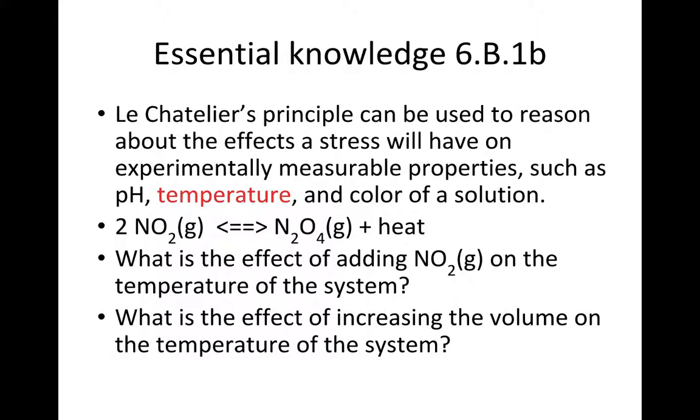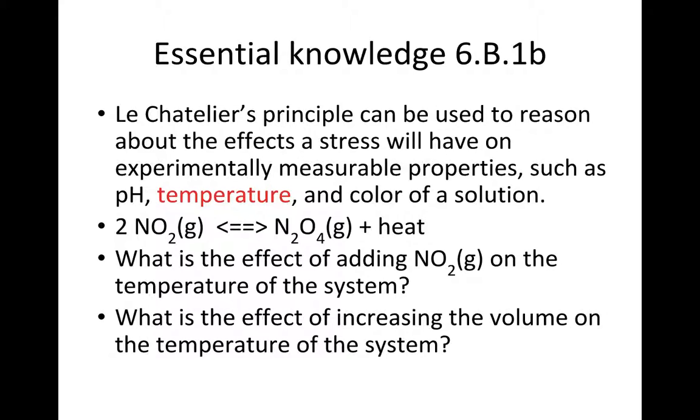Le Chatelier's principle can be used to reason about the effects the stress will have on temperature. Here's the reaction: 2NO2 gas makes N2O4 gas plus heat. What is the effect of adding NO2 gas on the temperature? Adding NO2 gas would shift the equilibrium to the right. Shifting the equilibrium to the right makes heat. So in other words, the temperature of the system would go up.